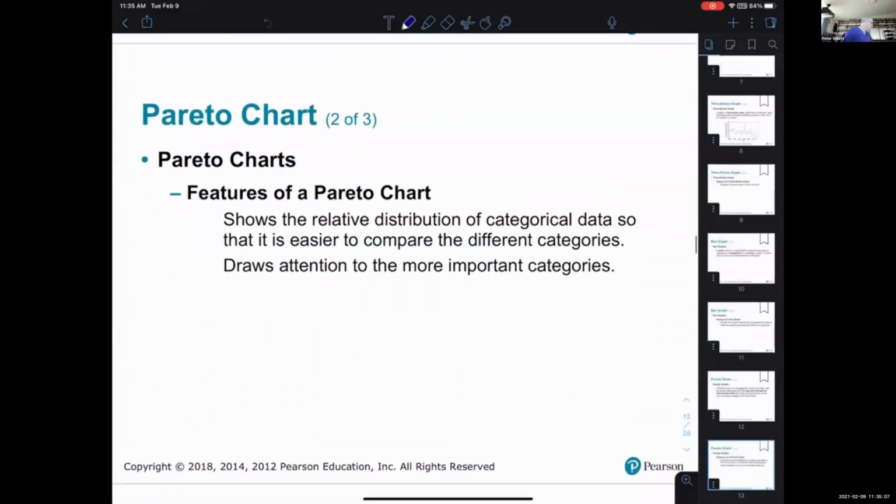And the value of that is it shows the relative distribution of the categorical data so that it's easier to compare the different categories, and it organizes them from biggest to smallest. That draws attention to the more important categories, meaning the more popular or frequently occurring categorical values or answers.